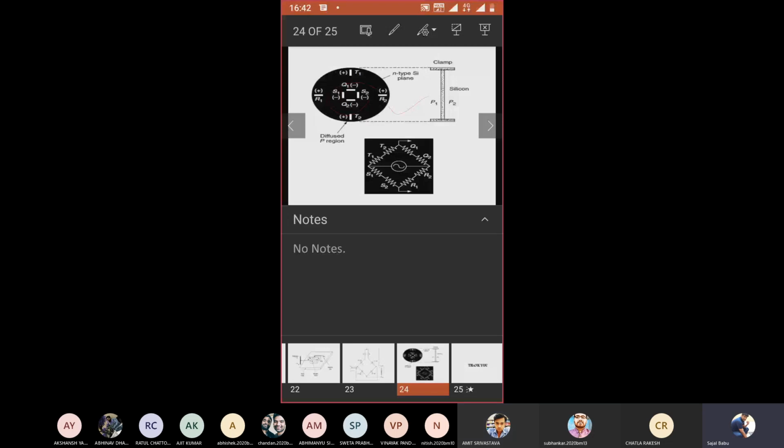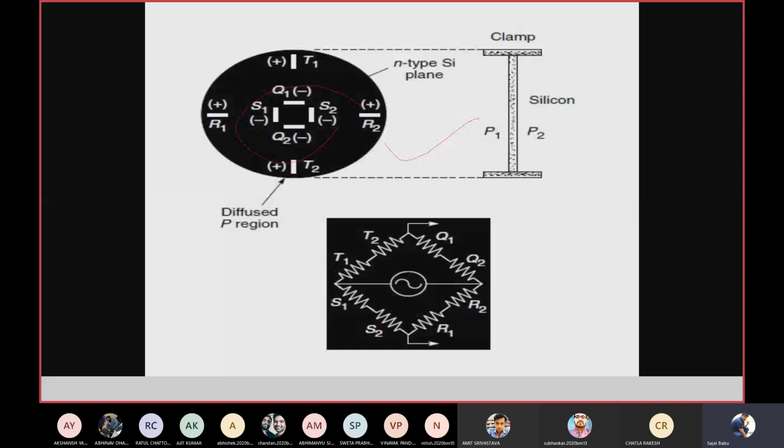Normally we will take a pure semiconductor, right? That pure semiconductor will be called an intrinsic semiconductor, and then some impurity will be added to that, like trivalent or pentavalent materials. If a trivalent is added to a pure semiconductor, then it is called a p-type semiconductor, right? And if a pentavalent is added to a semiconductor, then it is called an n-type semiconductor.